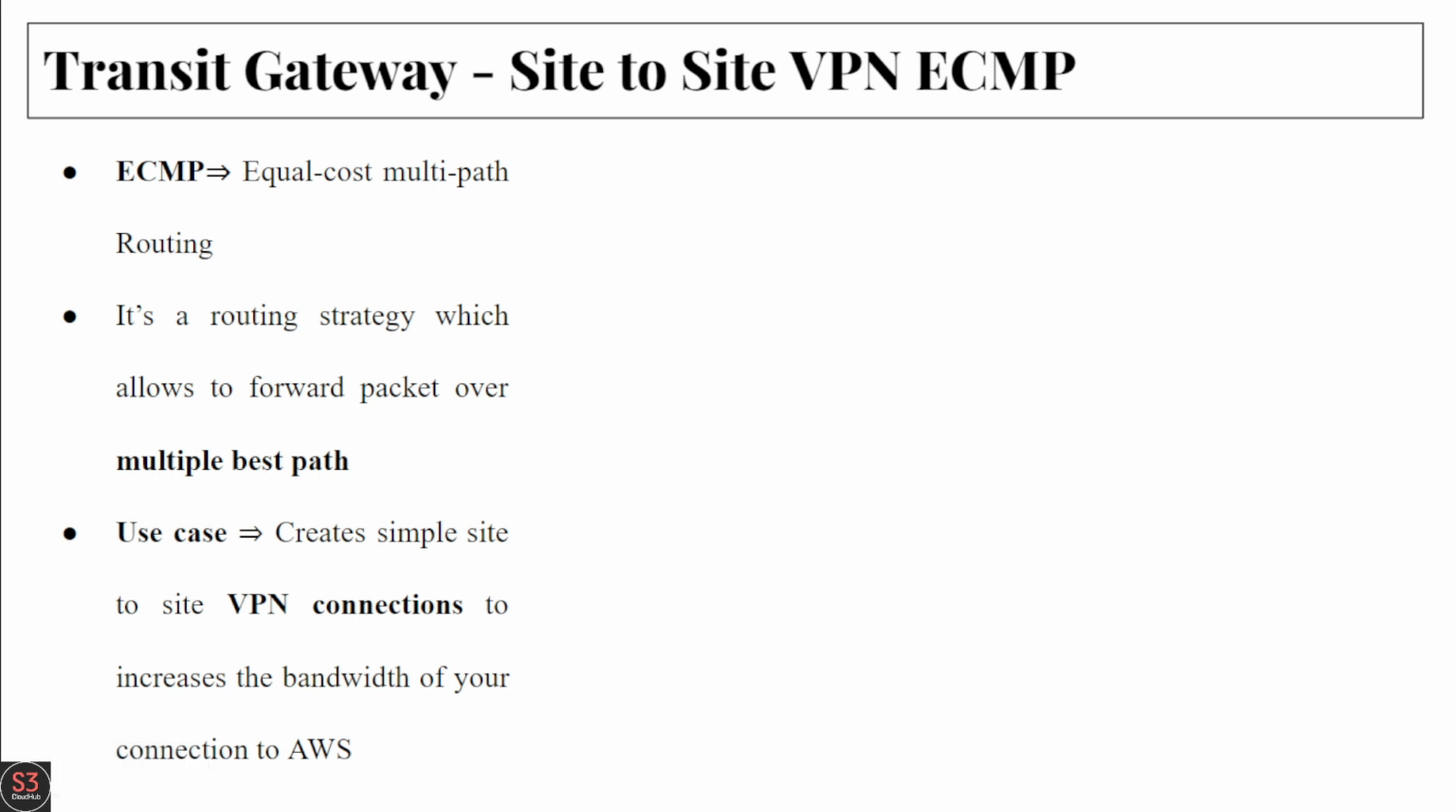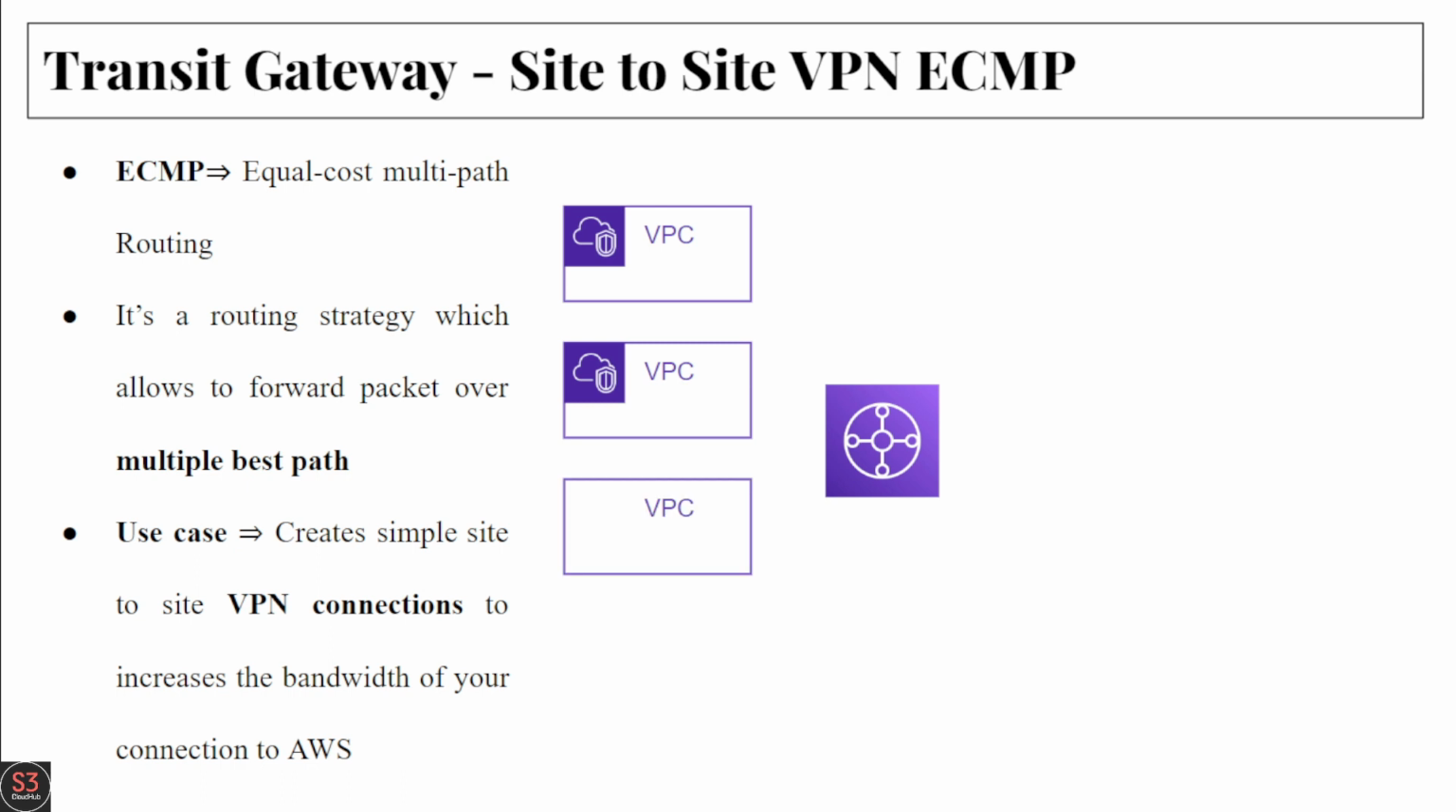Now let's see the example where we have a transit gateway here and we have 4 VPCs attached to our transit gateway.